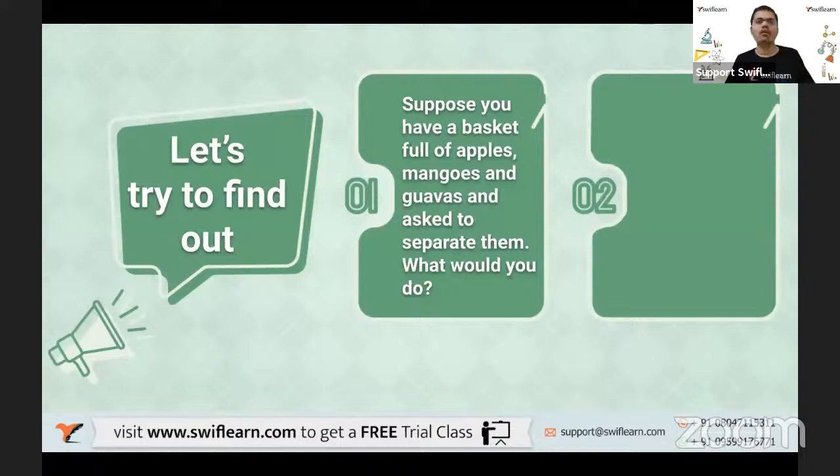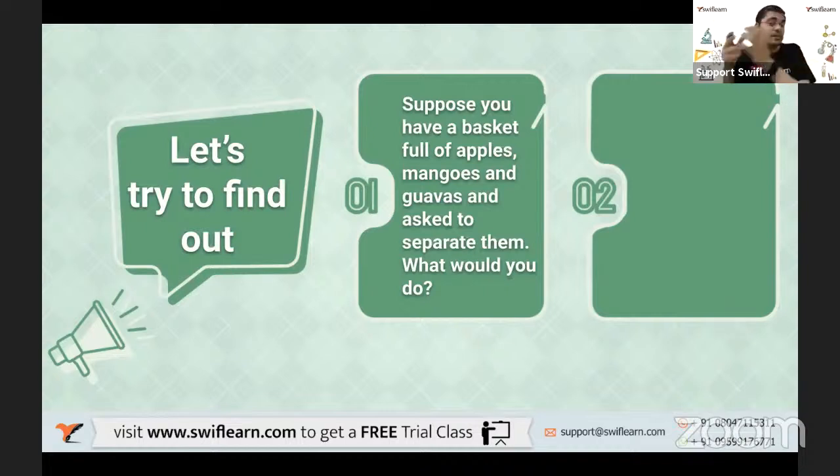Yes, very good. What do you take? You'll first of all collect the mangoes because that's the most favorite, is it not? Who doesn't like mango? Everyone likes mango, right? It's the king of fruits, mango. So first I will take out mangoes because that's the most favorite among all the fruits, right? So first I will take mangoes out.